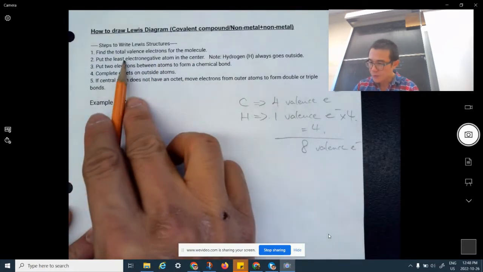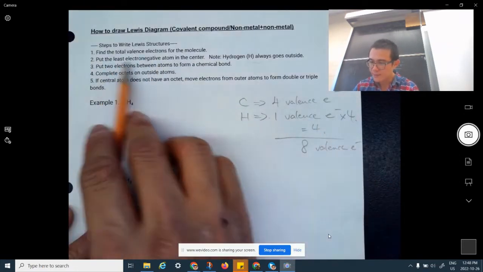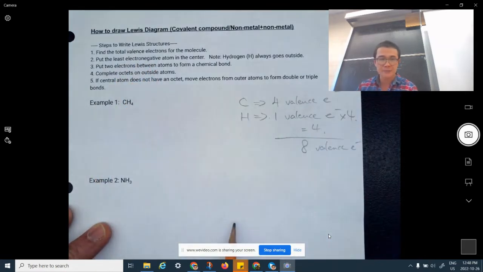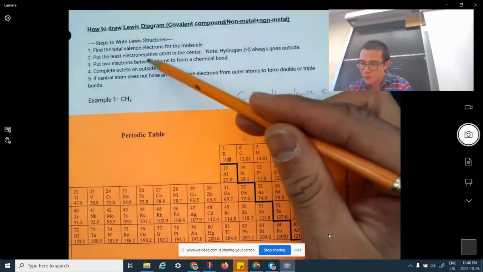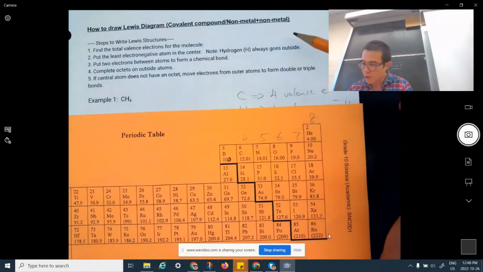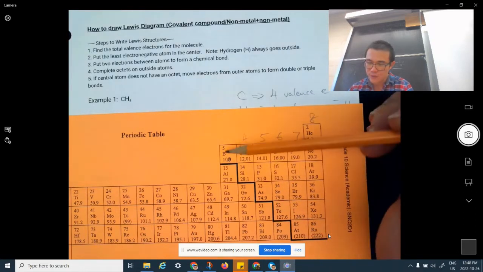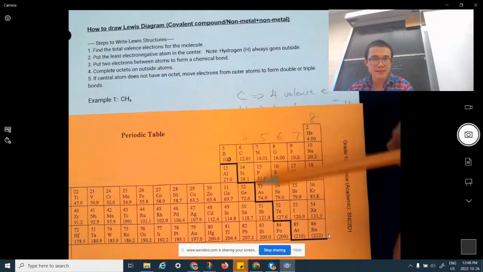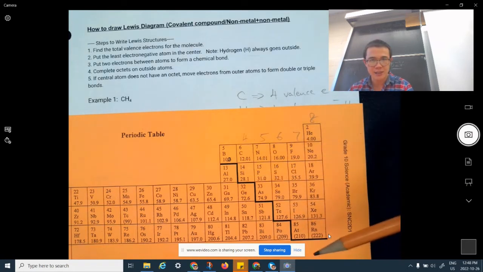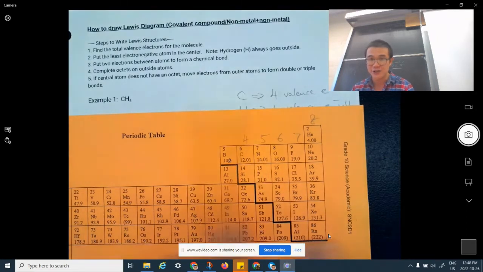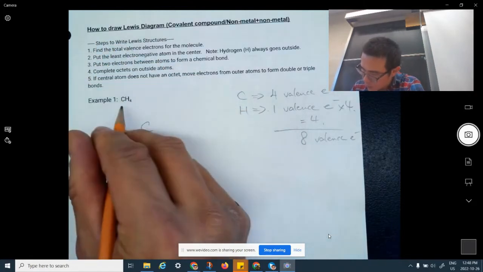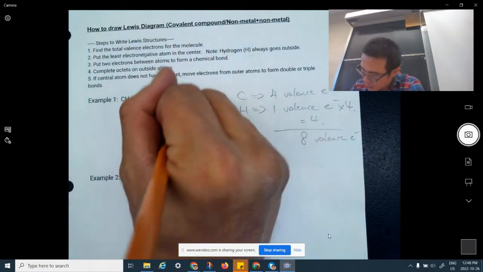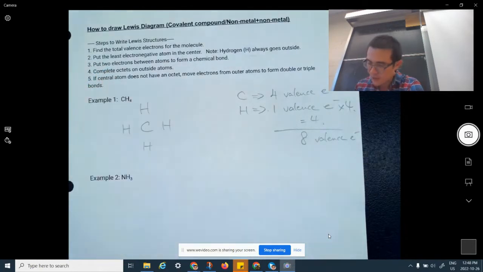Okay, so let's found that out. Step 2, put the least electronegative atom in the center. When we're talking about electronegativity, we're talking about non-metal and non-metal. So basically, the closer to this line, if it is a non-metal, the less electronegative it will be. So carbon is basically touching the line. So carbon will be in the middle, and hydrogen, we're going to put hydrogens around it. Okay?